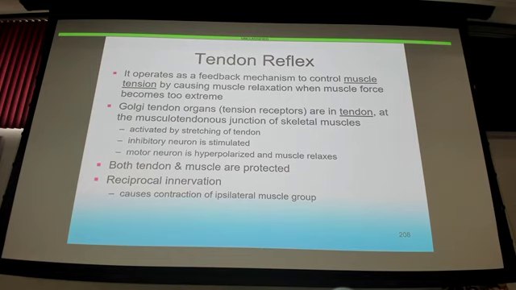So those Golgi tendon organs, they can be activated by stretching the tendon. An inhibitory neuron will also be stimulated in this case. And then the motor neuron gets hyperpolarized to relax the muscles. I'll show you what I mean, the difference. It still has what's called reciprocal. I didn't mention that when you have a motor response to one side and the opposite response to the other, that's called reciprocal innervation. Antagonist, agonist actions.